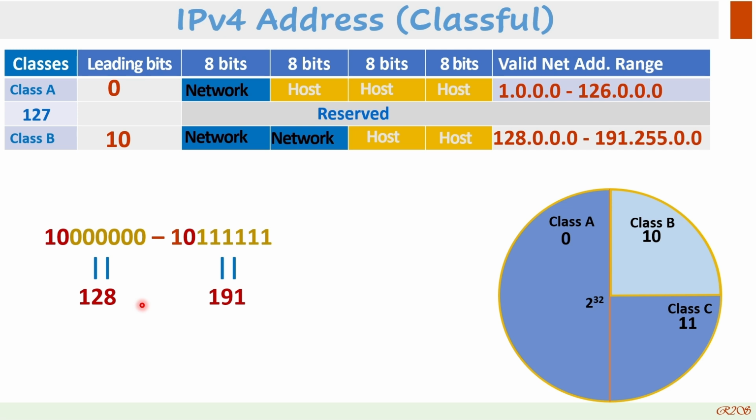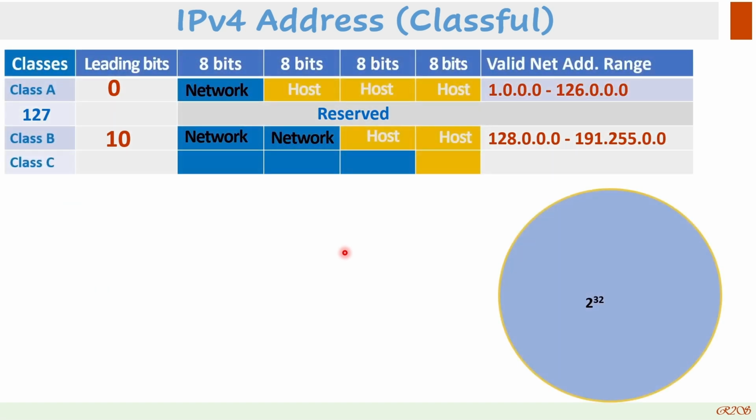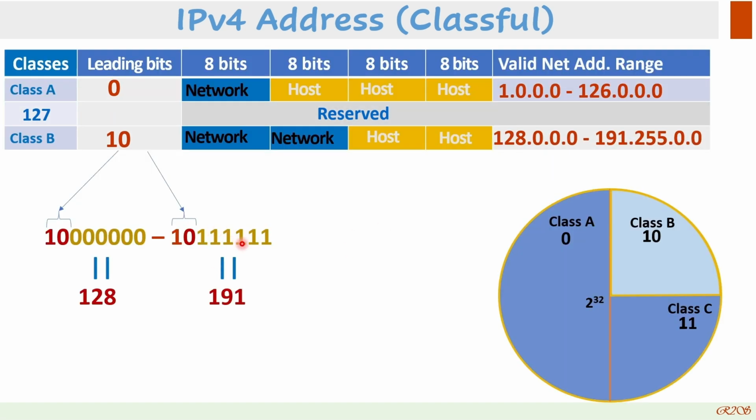And we saw this conversion very easily in the previous video, right? So how can we convert it? And then 1 0 and all are 1, which is 191. So 128, and if you add this part, you get 191. So this 10 is the leading bits, which is always fixed, and the remaining bits could be 0 and 1. So this is how we get 128 to 191.